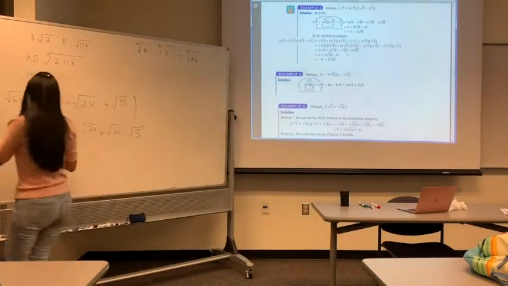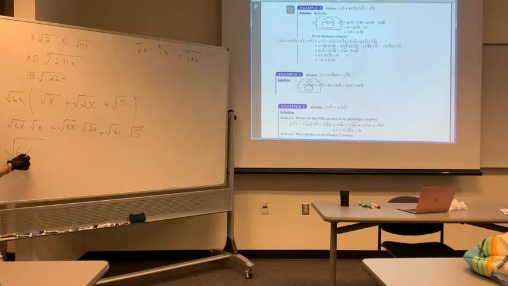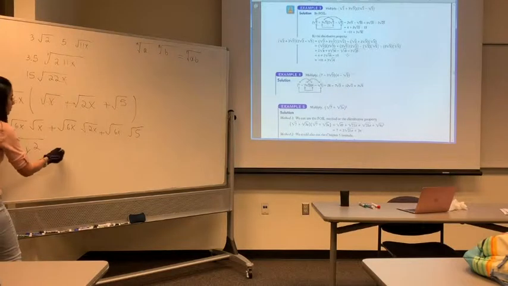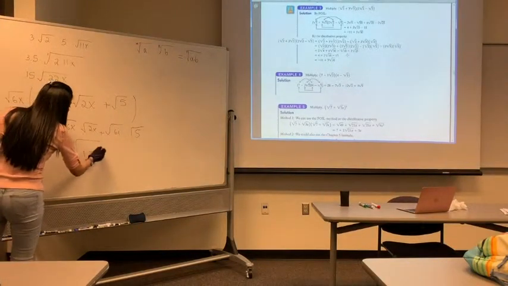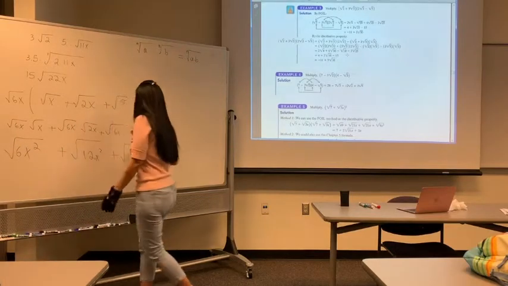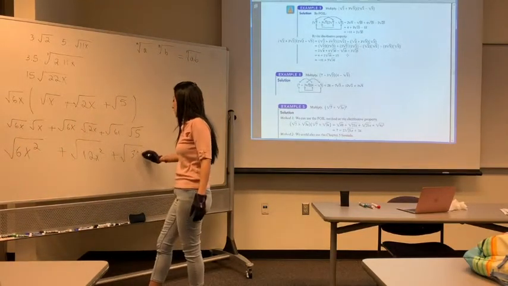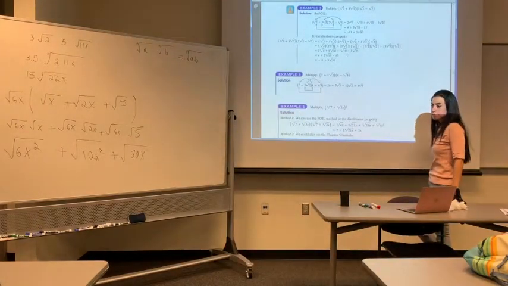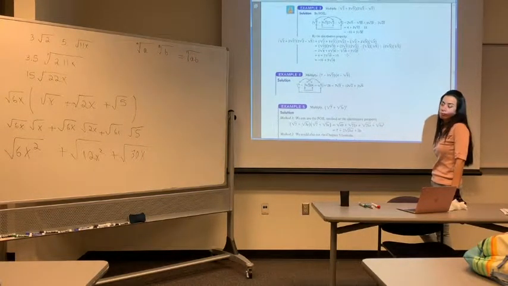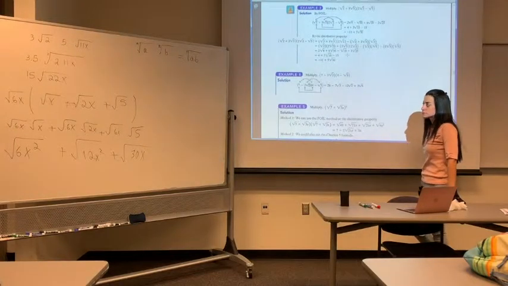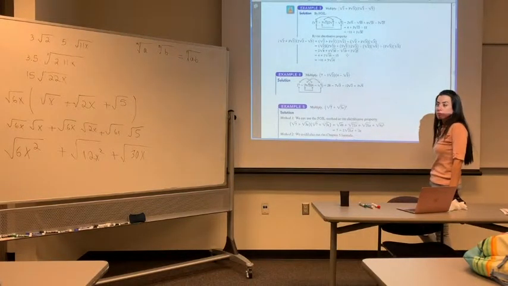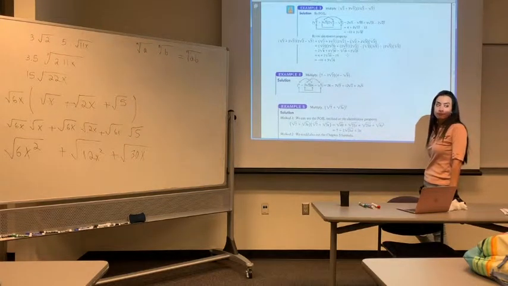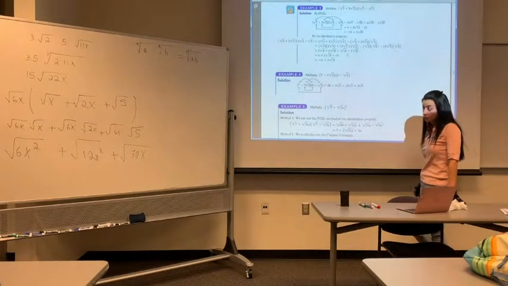So let's multiply these two. On the radical, you have 6x squared, because 6x multiply x is 6x squared. Radical 12x squared plus radical 30x. Do you have any question? Would that be our answer?